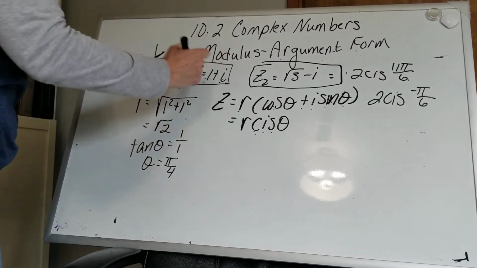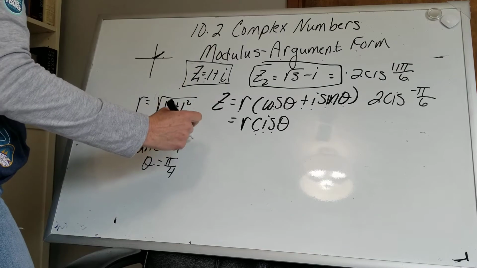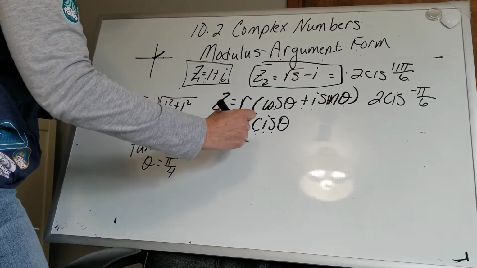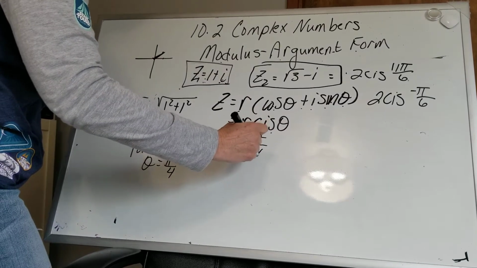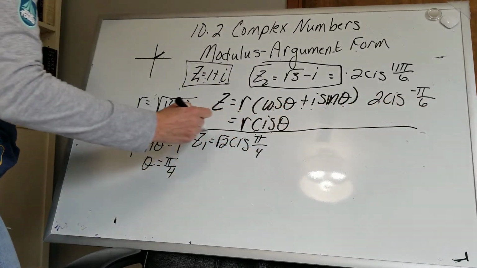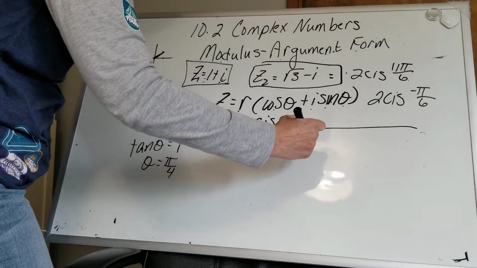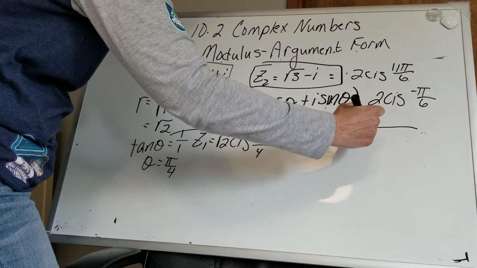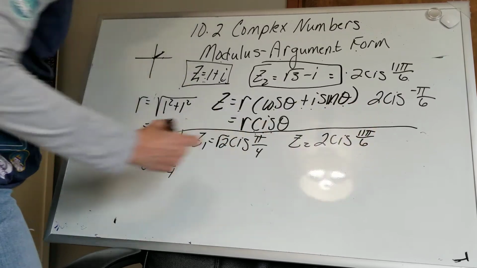So this one here would be root 2 cis pi fourths. And then the second one is 2 cis, and I'll go ahead and write 11 pi over 6 for this one. Okay.